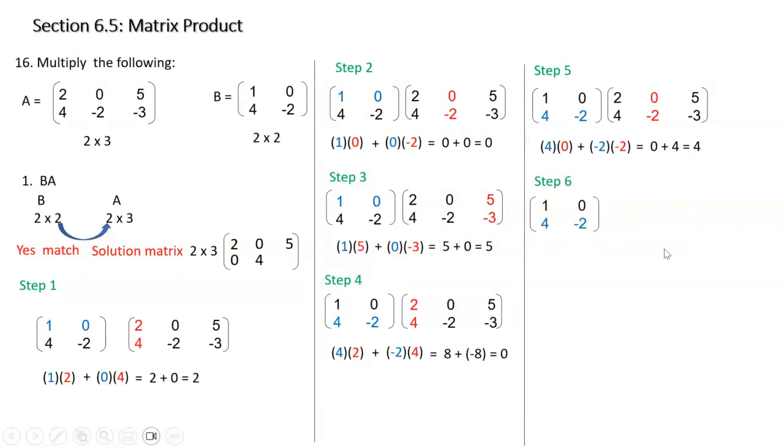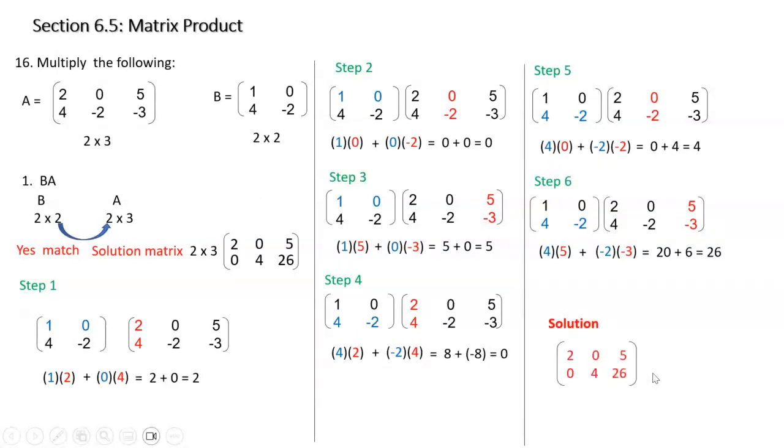And lastly, we got step 6. So I'm going to multiply the second row times the third column. So 4 times 5 plus negative 2 times negative 3 will give us 20 plus 6, which will give us 26. So it goes on the second row, third column, and that's my solution. Okay, that's my answer.